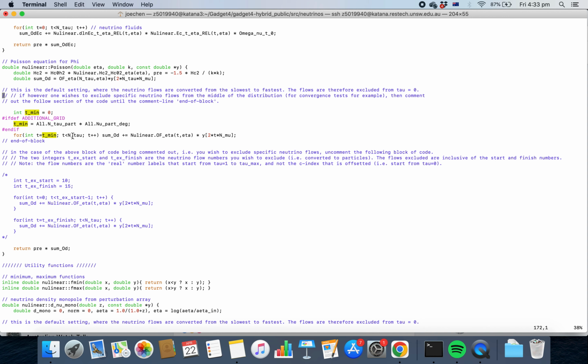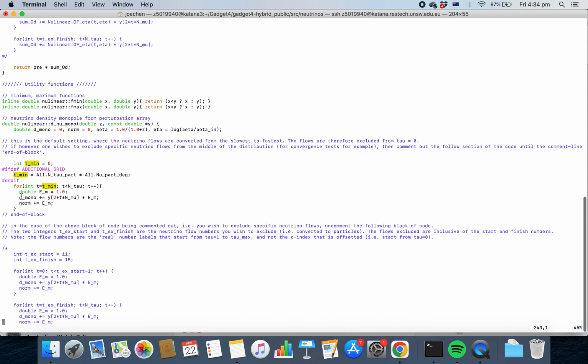Let's take an easy example. Let's say we have 20 fluid flows altogether, and we're converting the first 2 flows. Then n tau equals 20, and T min will now equal 2, as we have 2 particle neutrino flows present. Then T will index from 2 to 20, or to 19. It doesn't hit 20. So you can obviously see that T equals 0 and T equals 1 are excluded. So the 2 slowest streams do not contribute to the Poisson equation.